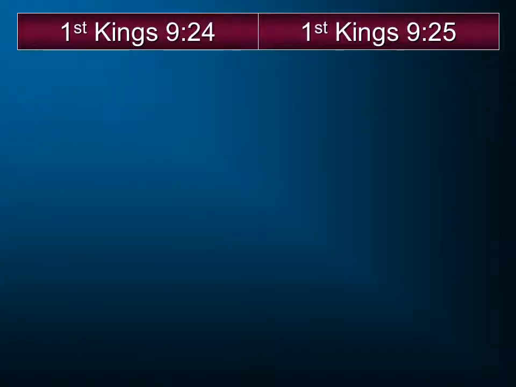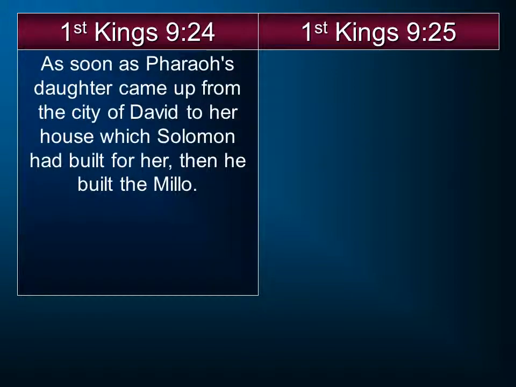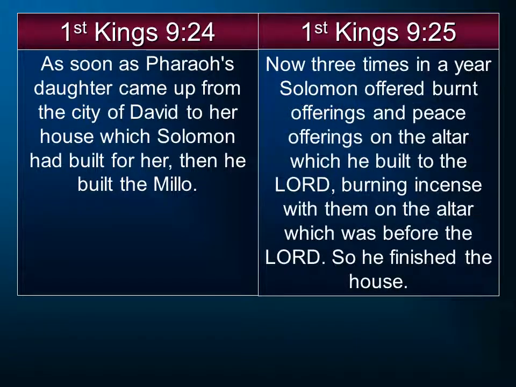Now, in 1 Kings chapter 9, verse 24, we read that as soon as Pharaoh's daughter came up from the city of David to her house, which Solomon had built for her, then he built the Milo. And three times a year, Solomon offered burnt offerings and peace offerings on the altar, which he built to the Lord, burning incense with him on the altar, which was before the Lord. So he finished the house.